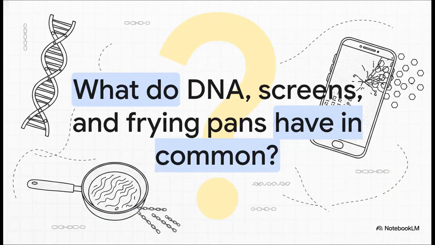Right off the bat, what do your DNA, your smartphone screen, and a non-stick frying pan actually have in common? I mean, it sounds like the setup to a really strange joke, right? But the answer is essentially the key to modern engineering and, well, biology too. They are all fundamentally reliant on polymers. From the literal genetic code that builds your body to the high-tech device in your pocket, polymers are everywhere.